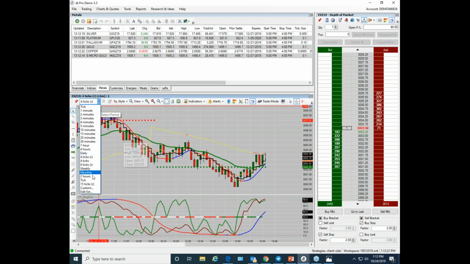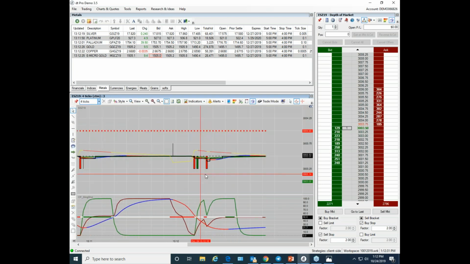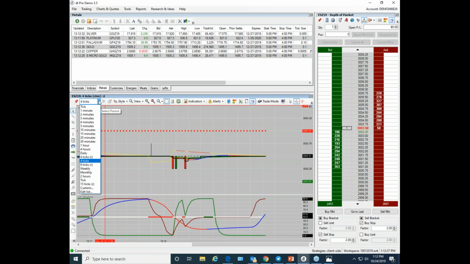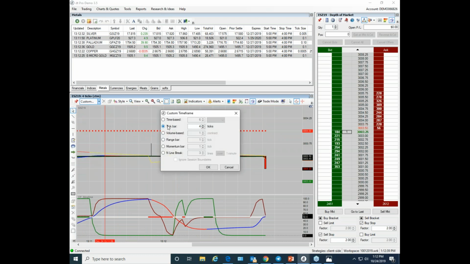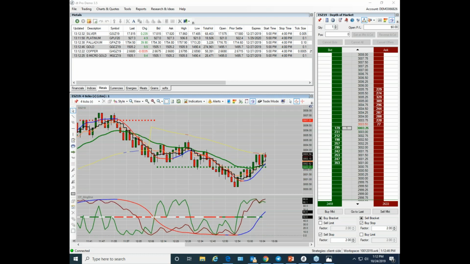A big mistake people fall into: they go down to custom, but they select tick bar. Make that 2 look like a 4, and then it just looks like a hot mess. This is wrong. If you're staring at this, you fell into the first trap. Just go to custom, range bar, 4 ticks. The tip really is this guy here, parentheses and R. That lets you know that you're on a range bar.